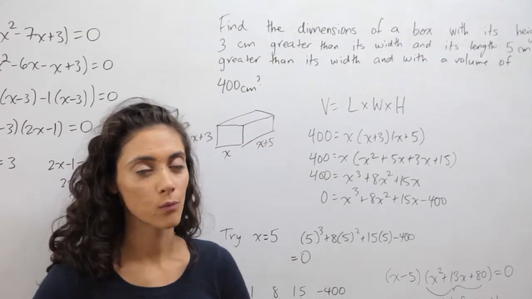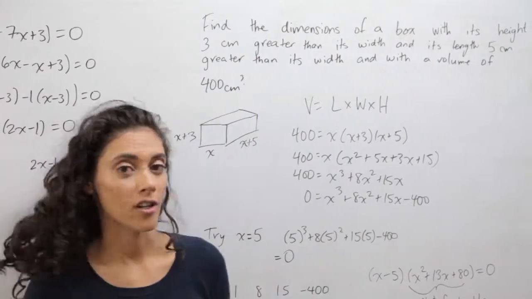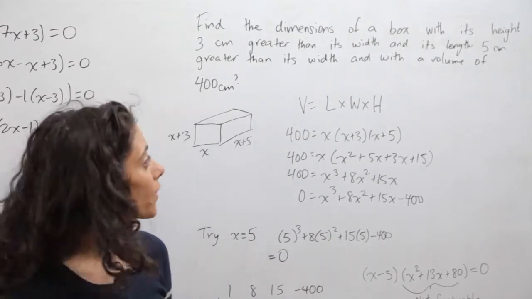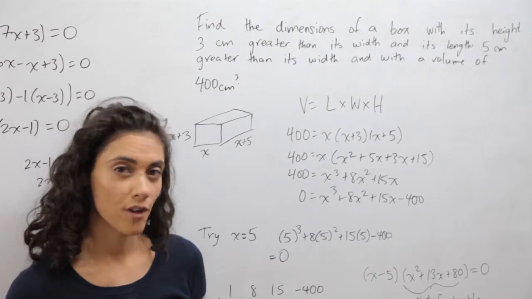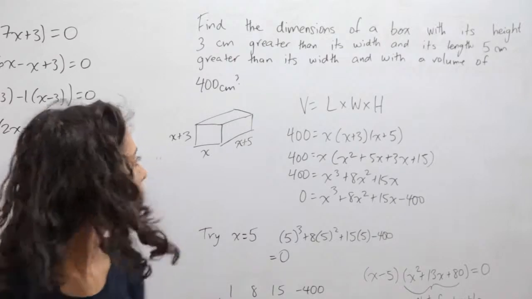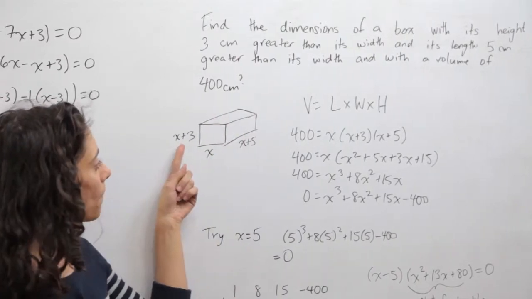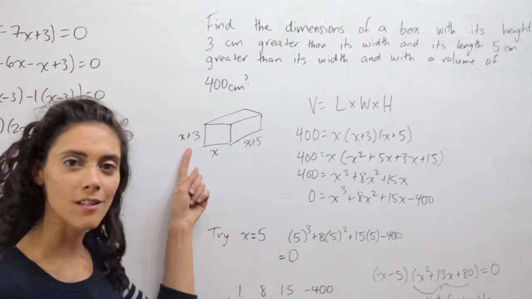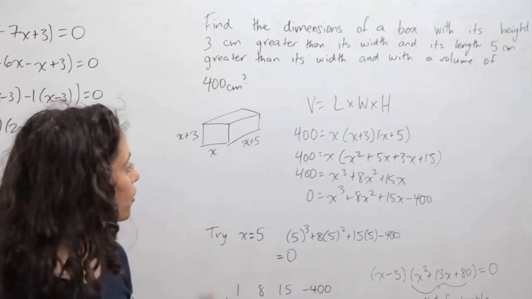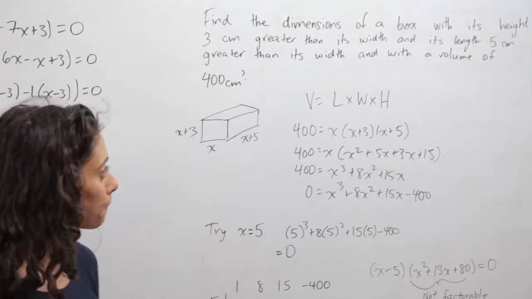So let's try a word problem where we end up with a polynomial to solve that is degree 3. Say you want to construct a box such that its height is 3 centimeters greater than its width, and its length is 5 centimeters greater than its width, and you want the box to have a volume of 400 centimeters cubed. I've sketched this right here. Here's my width, I've called that x. I want my height to be 3 centimeters greater, and I want my length to be 5 centimeters greater. So the expressions are: width x, height x plus 3, and length x plus 5.